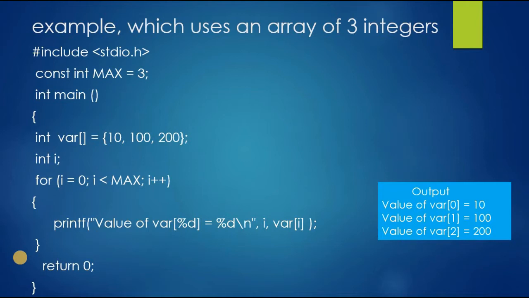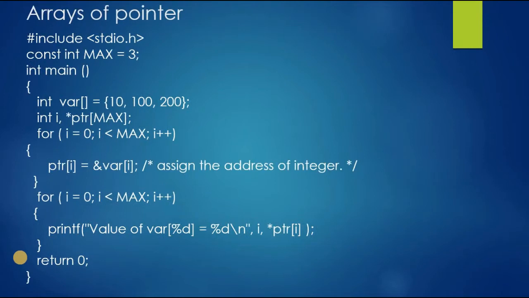We can get the same output by using a pointer. We will see that now. Here, an array of pointers, we are using arrays with a pointer. We first declared an array with the elements, then we declared the integer and pointer, then we gave a for statement, and inside the for we declared ptr[i] is equal to &var[i], which assigns the address of an integer.